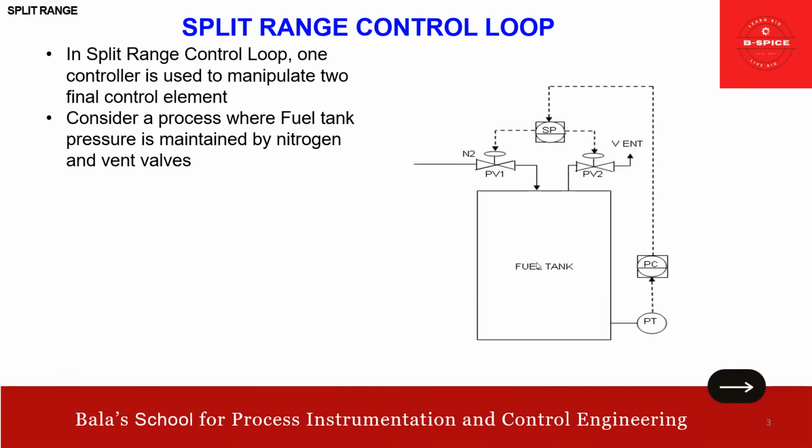Consider a process where a fuel tank pressure is maintained by nitrogen and vent valves. Many of our YouTube friends have explained this with a different example, so I don't want to repeat. I want to give something new for you. That's why I've taken this different example. The PC is the pressure controller, a PID controller with direct action.